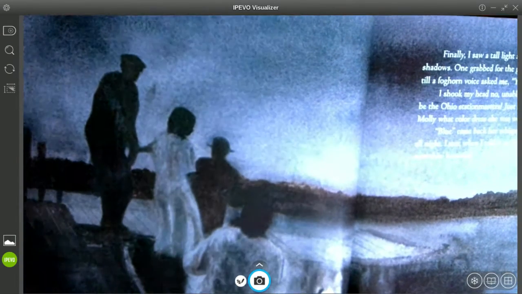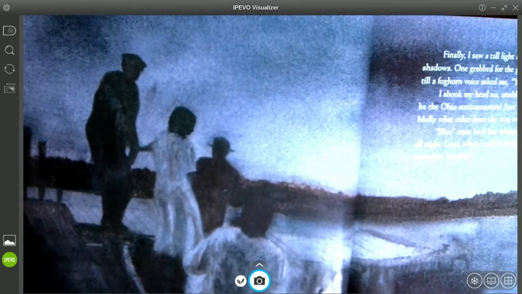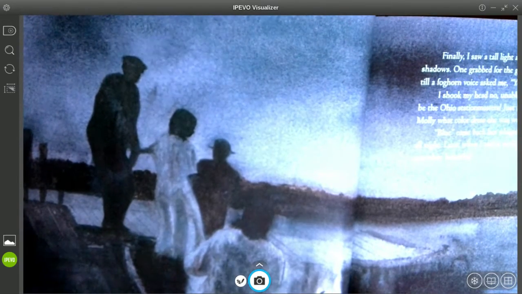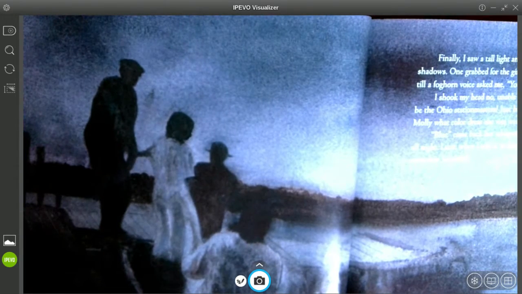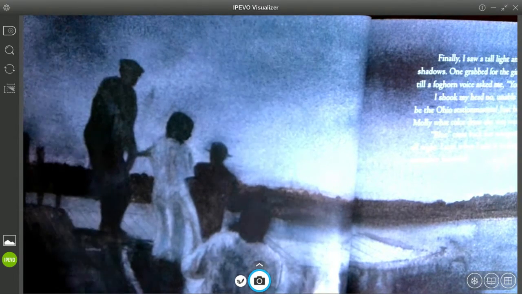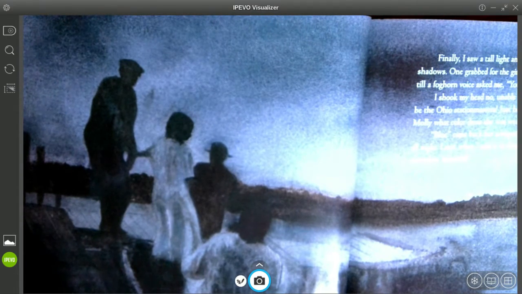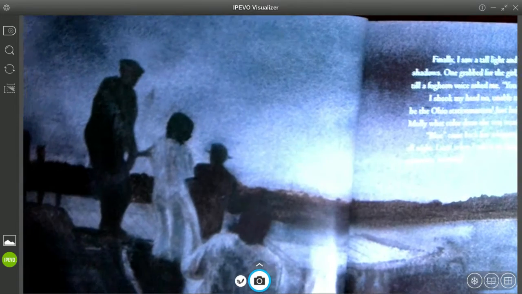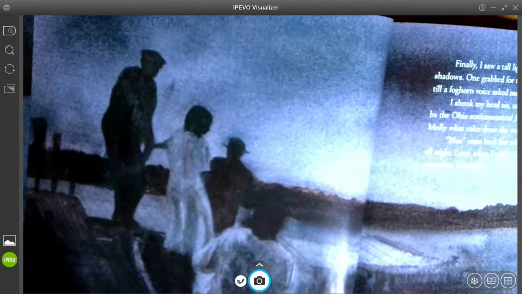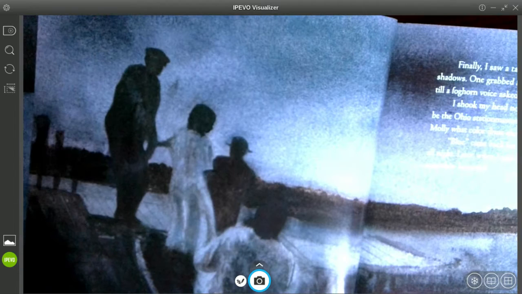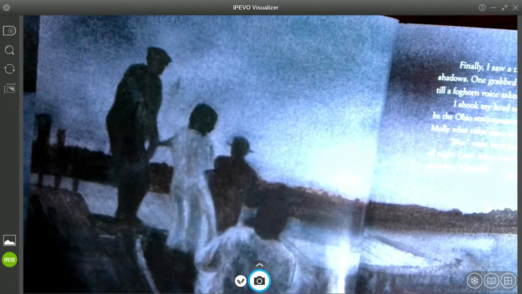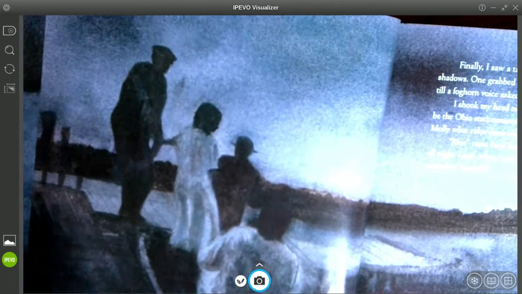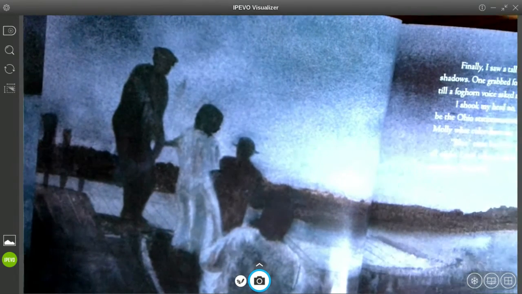It says, "Finally, I saw a tall light, and I pulled to it." Remember, he was looking for the lighthouse. "Two men appeared from the shadows. One grabbed for the girl, the other for me. I thought we were caught, until a foghorn voice asked me, 'You hungry, boy?' I shook my head no, unable to speak, and then I figured these men had to be the Ohio station masters." Just before I pushed off, I remembered to ask Molly what color dress she was wearing, because remember, it was dark and all he could see was her eyes.